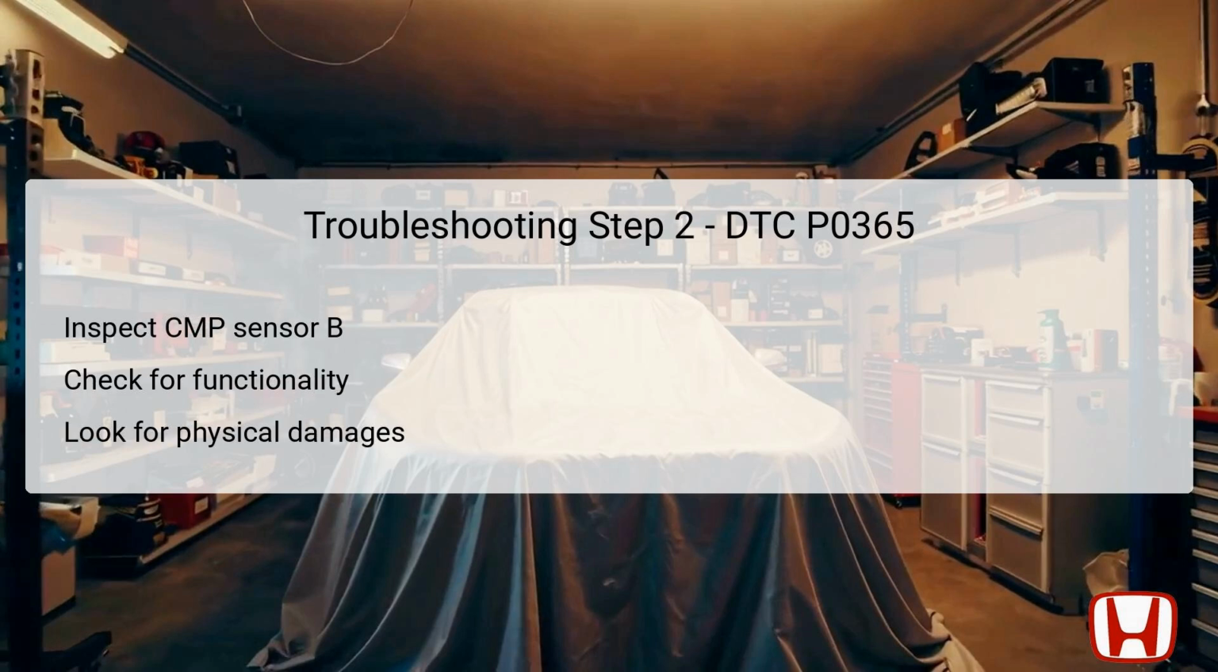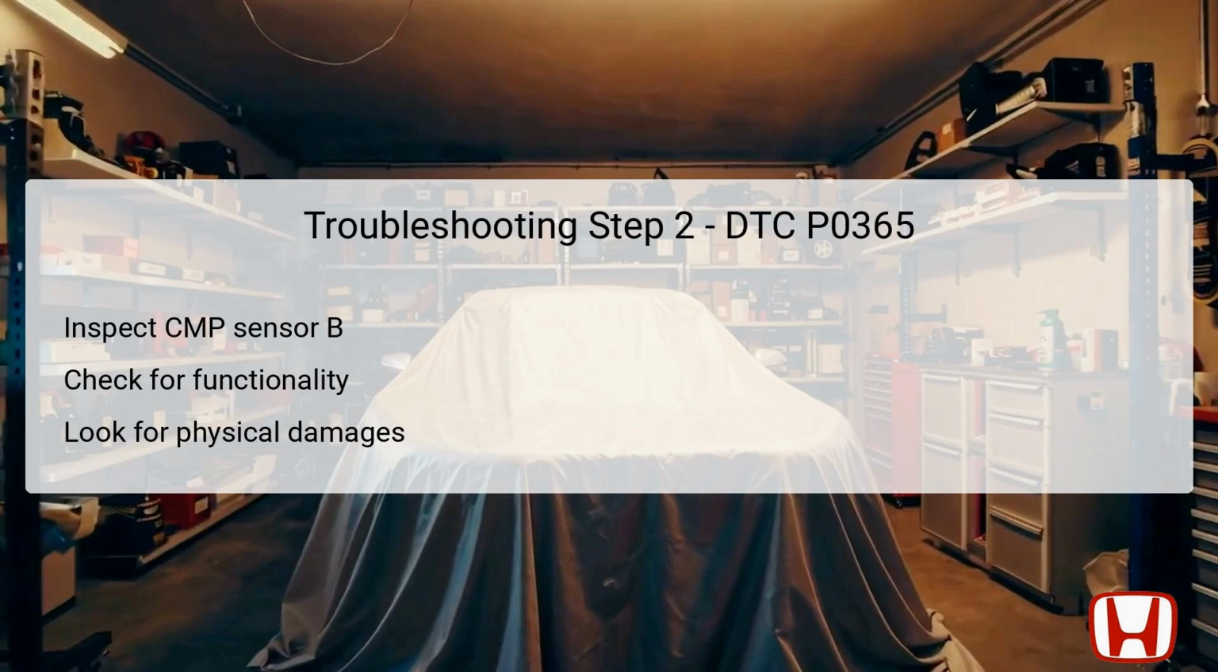The second step in troubleshooting DTC P0365 is to examine the CMP sensor B itself for potential faults. This includes checking its physical condition, as any visible damages can indicate a failure. To ensure the sensor is functioning properly, testing its output voltage with a multimeter can provide insight into its operational status. Compare the readings against manufacturer's specifications. Any deviations might signify that the sensor is defective.